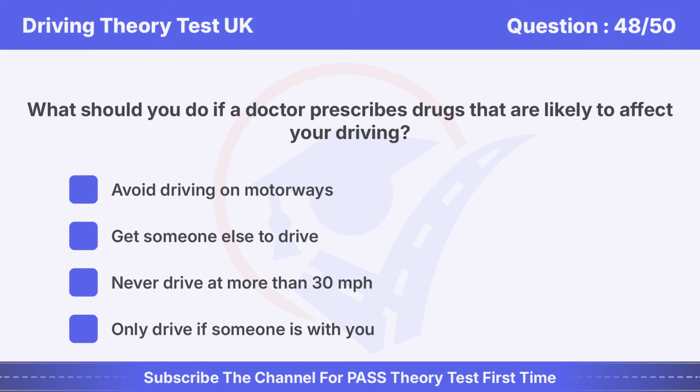Question 48. What should you do if a doctor prescribes drugs that are likely to affect your driving? Option A. Avoid driving on motorways. B. Get someone else to drive. C. Never drive at more than 30 miles per hour. D. Only drive if someone is with you.